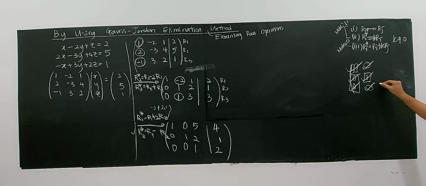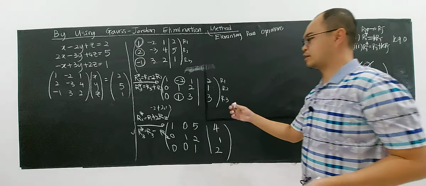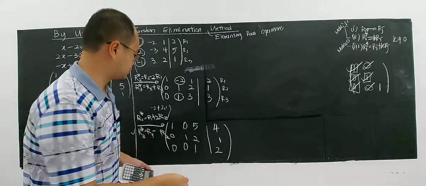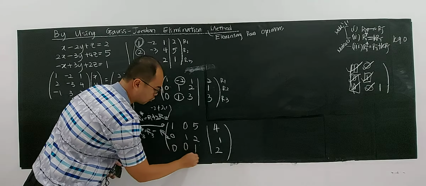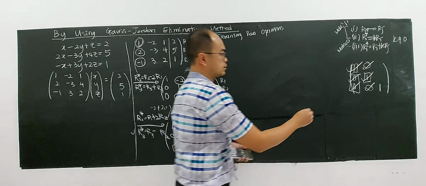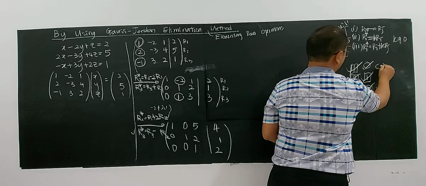Now go for the 5th step. You make this become 1. And this question is very lucky, right? Look at this. This is already 1, right? So that means this step is done. Now go for the final step.